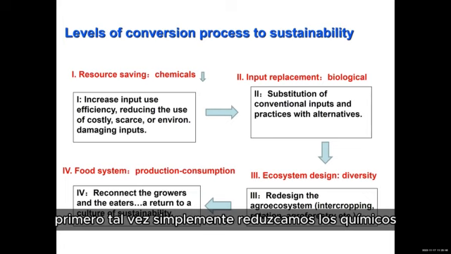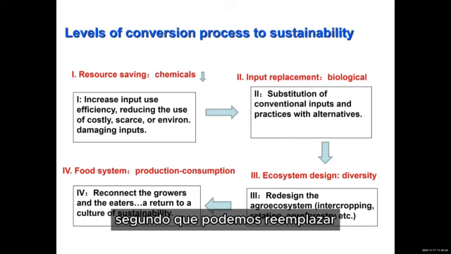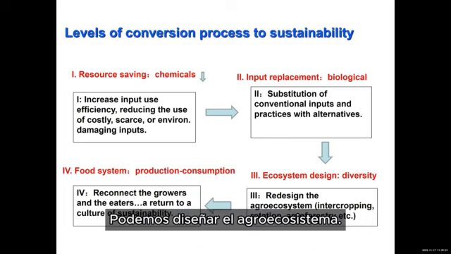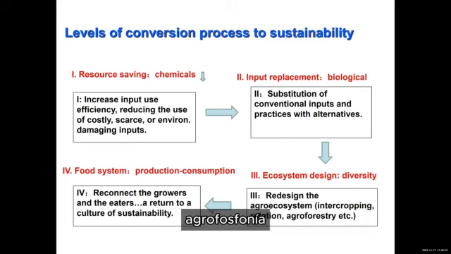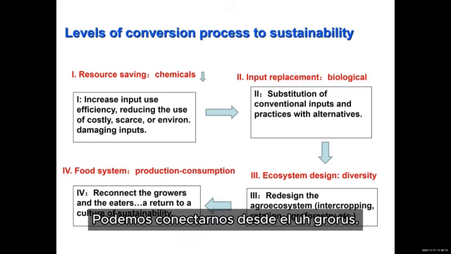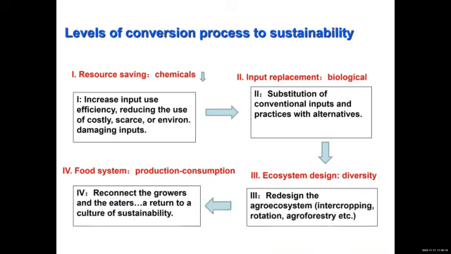First, maybe we just reduce the chemicals to increase the efficiency. Second, we can replace the chemicals with some biological, organic inputs. The third one, we can design the agro-ecosystem to increase the biodiversity. For example, the intercropping, rotation, agroforestry. The last one, we may connect the growers to the eaters to build a culture of sustainability.